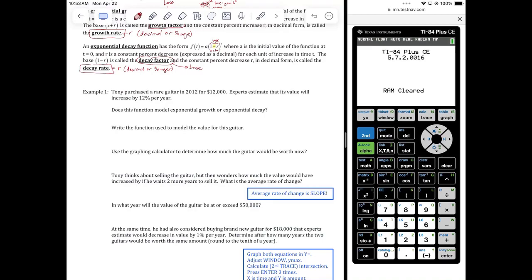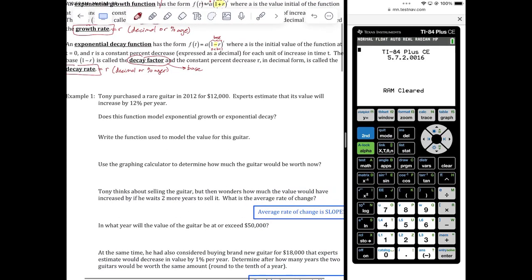But this guy, Tony, my calculator's up now, so we can proceed. Tony purchased a rare guitar for 12 grand. Experts estimate that the value of the guitar he purchased will increase by 12% per year. So Tony probably bought it as an investment, right?